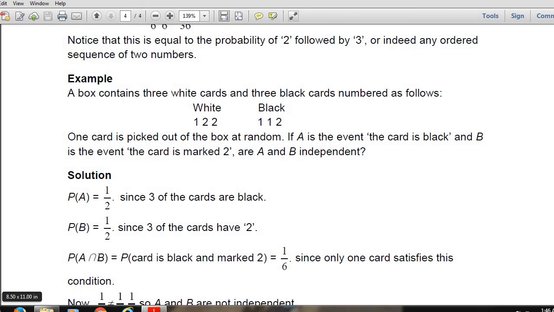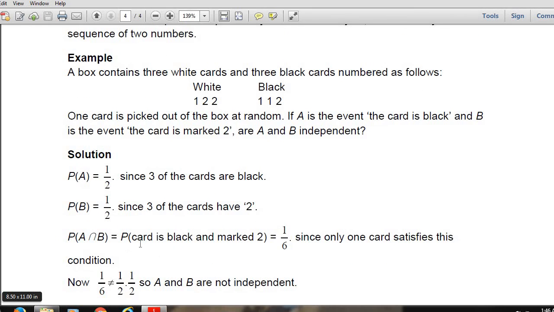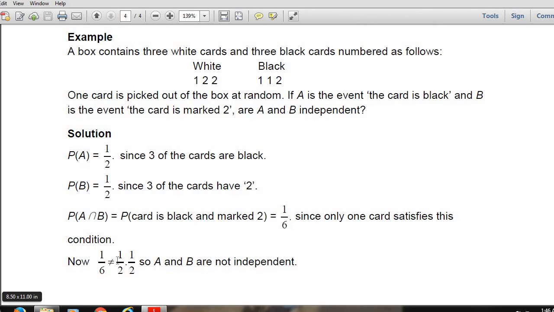And the probability of A intersection B. A intersection B is what? The card is black and marked as 2. Notice that there is only one black card which is marked as 2. Therefore, probability of A intersection B is 1 by 6. Now, 1 by 6 does not equal 1 by 2 times 1 by 2. That means probability of A intersection B does not equal probability of A times probability of B. Therefore, we say that the events A and B are not independent.